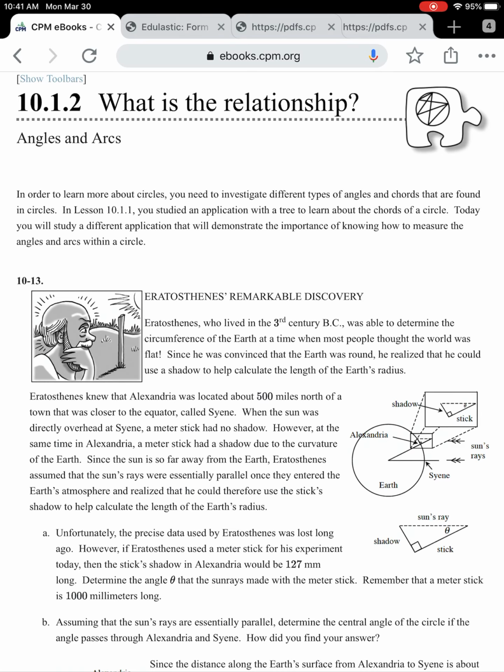We're given a real world application of how we can use some of the things like angle relationships from parallel lines and our knowledge of central angles and arcs to work with the circumference of the earth. And it actually gives us a situation where Eratosthenes, who was an ancient mathematician, was able to calculate the circumference of the earth just by knowing the distance between two cities. So 10.13 is a really interesting problem. Make sure you make use of those diagrams that they've provided because those really will be helpful.